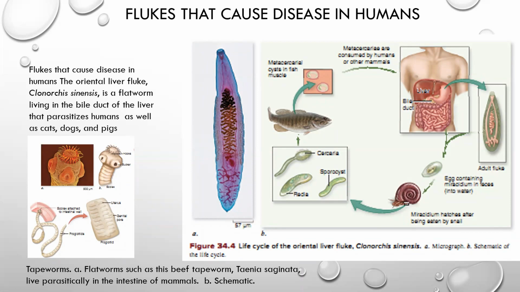Next is tapeworm, Taenia solium. You can observe the scolex of this flatworm. This scolex continuously produces different proglottids. These are the segments of the flatworm which are continuously produced. After these proglottids become mature, they will shed off from the body.